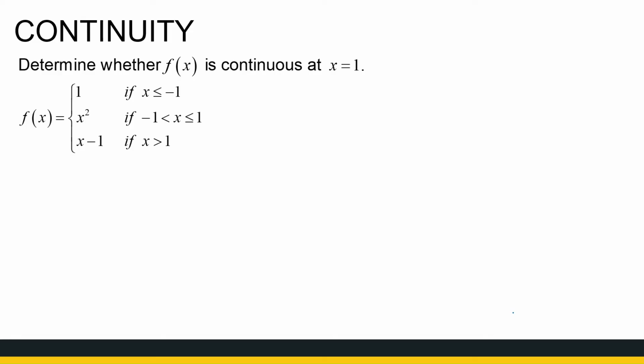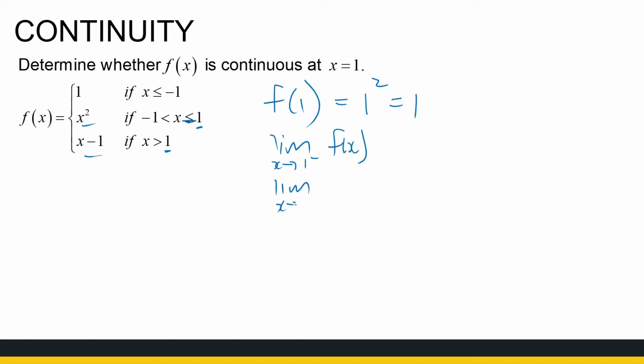But now let's look at a bit more of a challenge. What happens when x is equal to 1? All right, let's first see what is f of 1. So what is this function value at 1? So x is equal to 1 is this middle function, so it's 1 squared, which is 1. Now we must look at the limit, but because there's two different functions at play here, we need to look at it from the left and from the right. So the limit as x approaches 1 from the negative side of this function, and the limit as x approaches 1 from the positive side. We have to look at both of them.